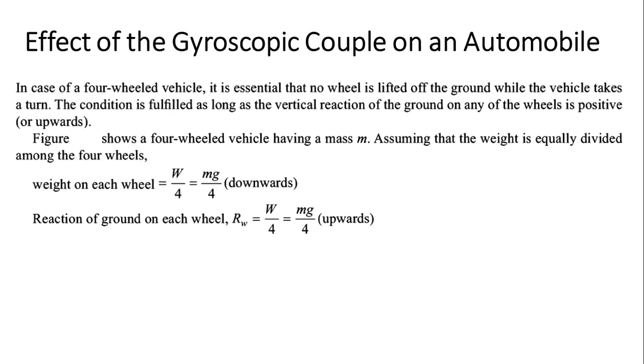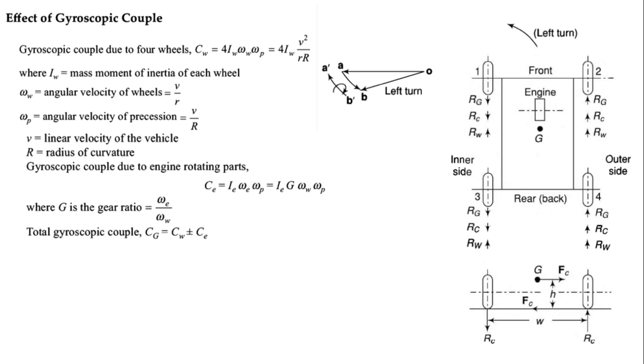When the weight is downwards, automatically the reaction is upwards, which we take as Rw. Next, if we see the effects of the gyroscopic couple, you know that C omega is nothing but 4 into I omega omega p, because of the 4 wheels. If you consider the precession velocity omega p as v by r, you get the formula as 4 I omega v square by r into r.